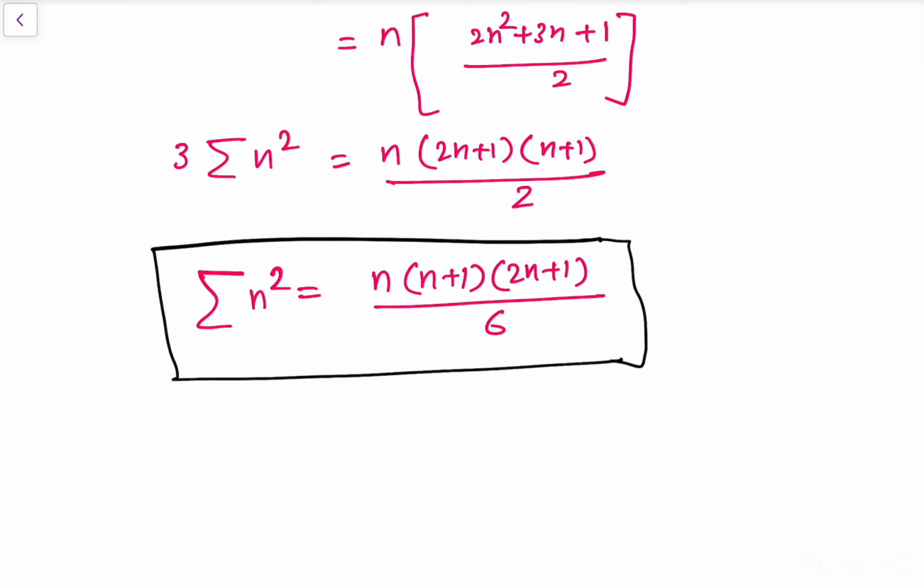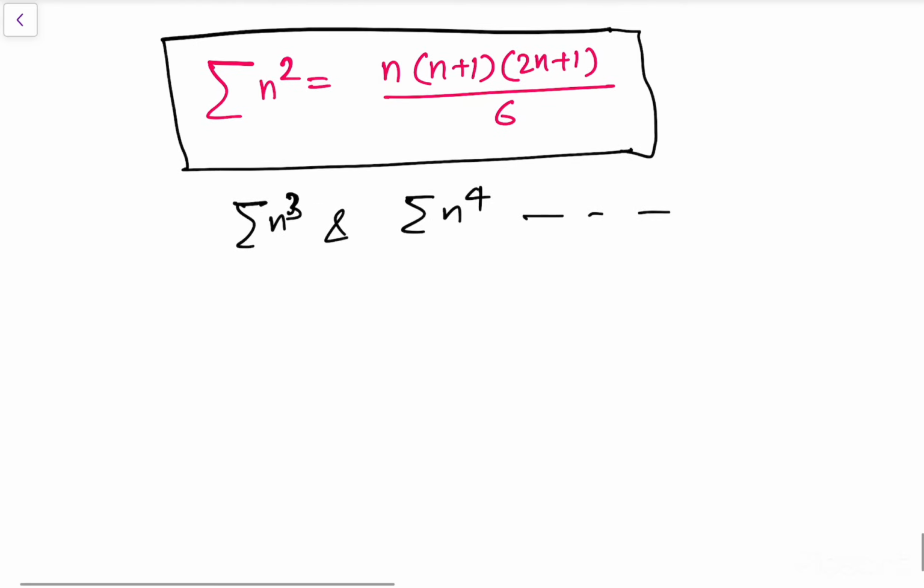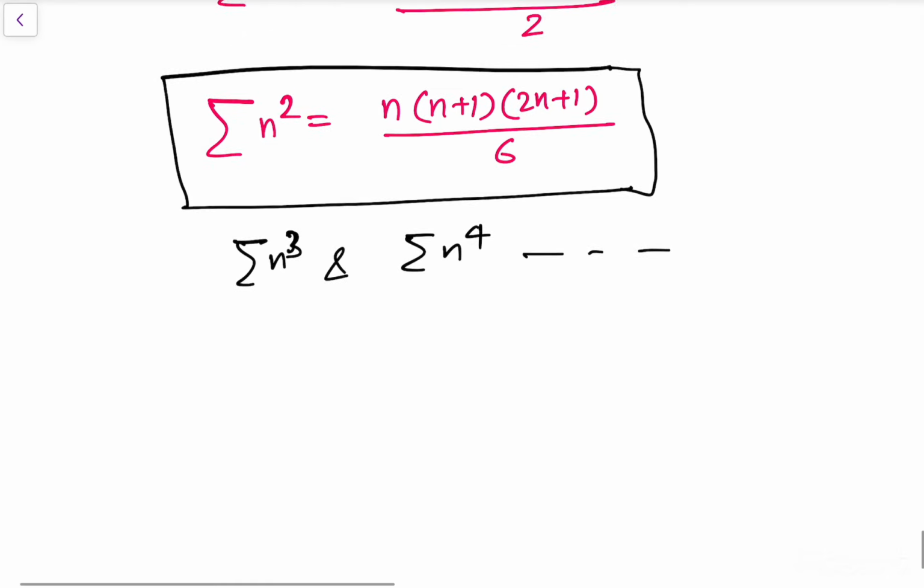Similarly, we can prove the formula of sigma n cube, sigma n to the power 4 and all the formulas. Suppose anyone wants the sigma n cube formula, then you can comment in the comment section. I will upload the derivation of the formula of sigma n cube.